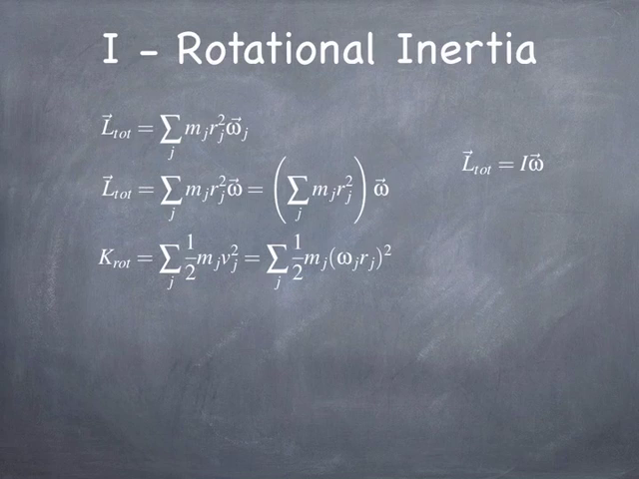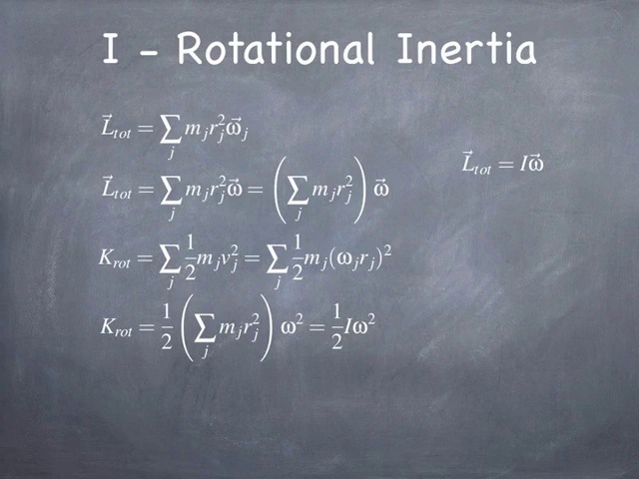Now, we already worked this out for kinetic energy, but it works out the same way. If you go to calculate the kinetic energy, it turns out the omegas factor out. The half factors out, and you get this sum of mr squared again.